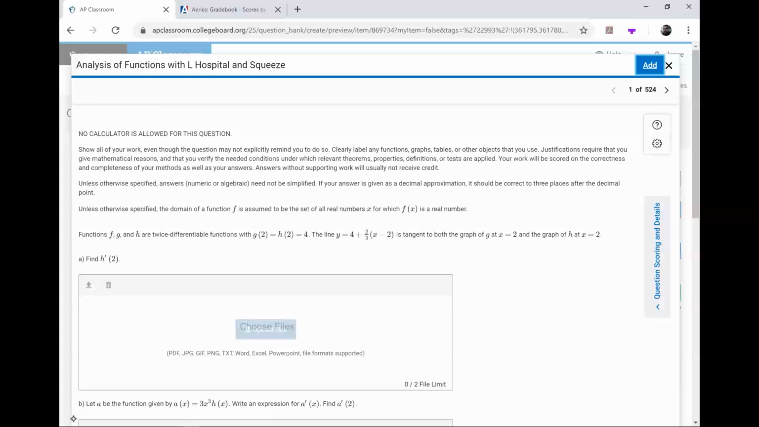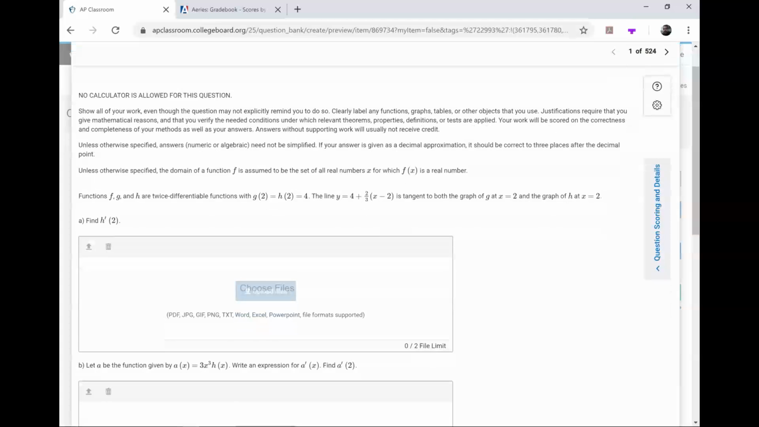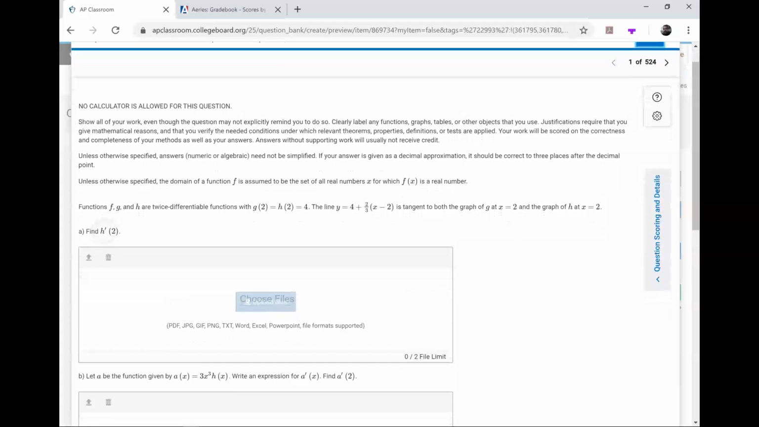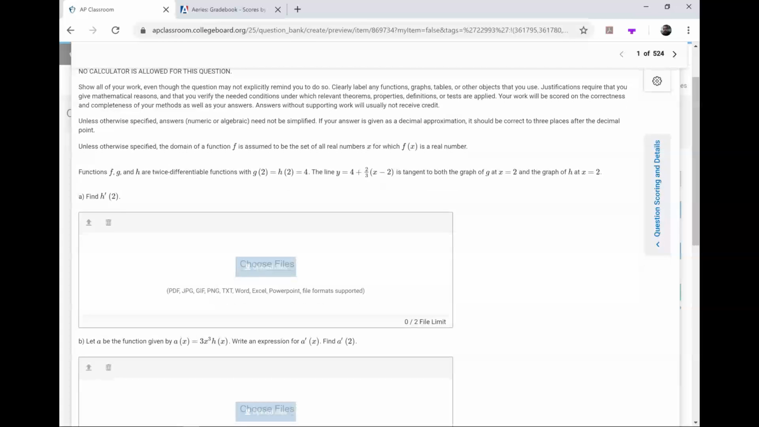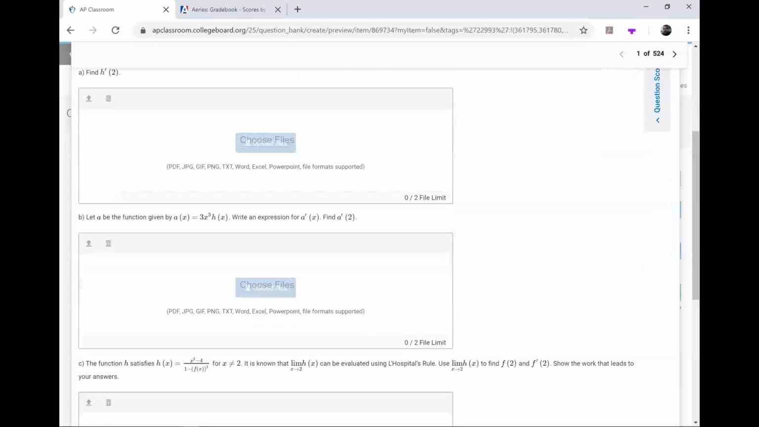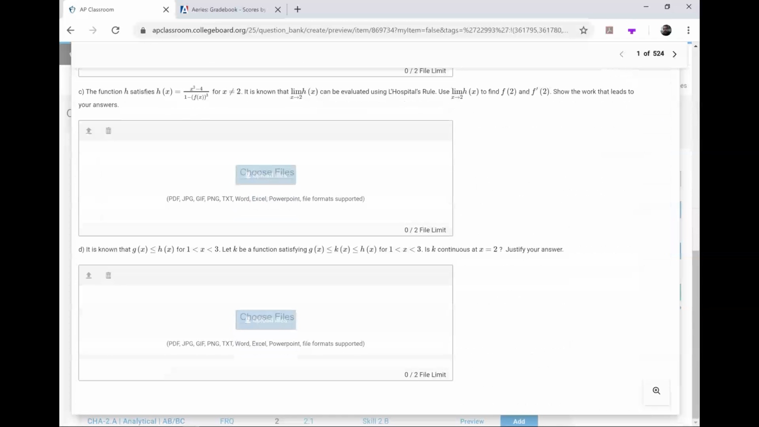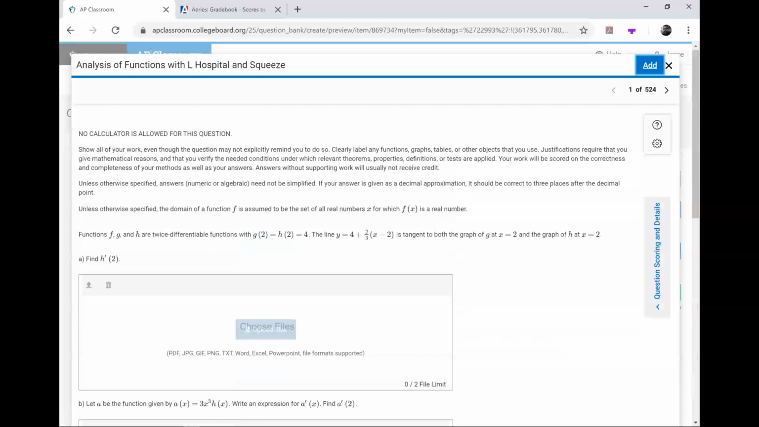Notice this is a full question. We actually did this one in class, so you might recognize it. The one that had g of 2 equal to h of 2 equal to 4, and we were wondering why is that all given. But notice there's part A, part B, part C, and part D for this thing. So if you want, you can start that one off.